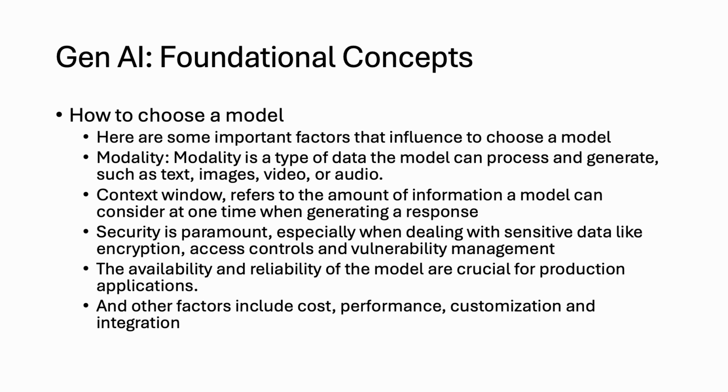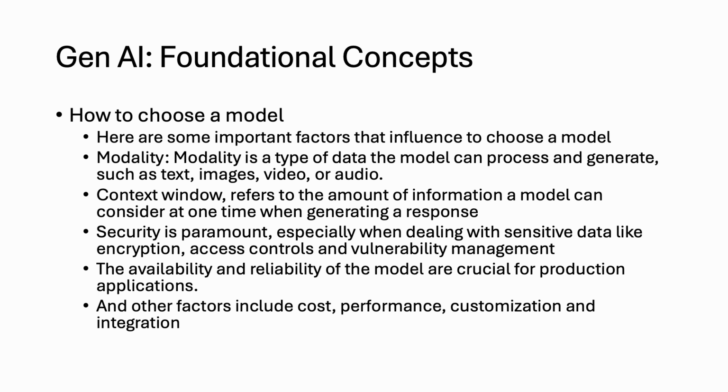For example, if we are trying to generate images, we will use a model related to that, like Imagen. If it is video, then we have some models related to video. Likewise, we have to choose according to the modality. And then next, the context window refers to the amount of information a model can consider at one point of time. For example, if we are trying to convert a sentence from one language to another, like translation, then how big a context do you want to consider at one point of time. And then security is paramount, especially when dealing with sensitive data, we all know.